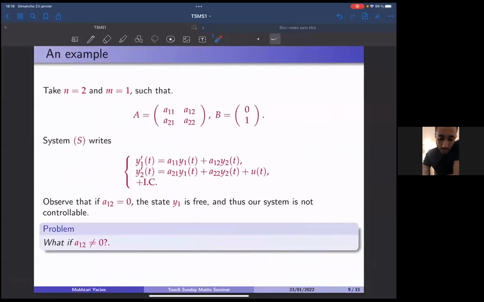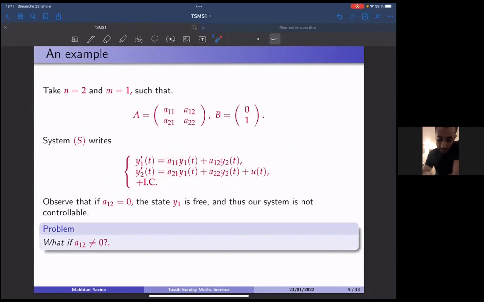To get a clearer idea about the problem with fewer controls, let me take n equals 2. So the number of equations, the number of states, equals 2. And let me consider m equals 1. So we are controlling our system of 2 states by just one control. And this system can be written like that. The y's are the states, the a_ij are the elements of the matrix A, and this is the control, plus initial conditions.